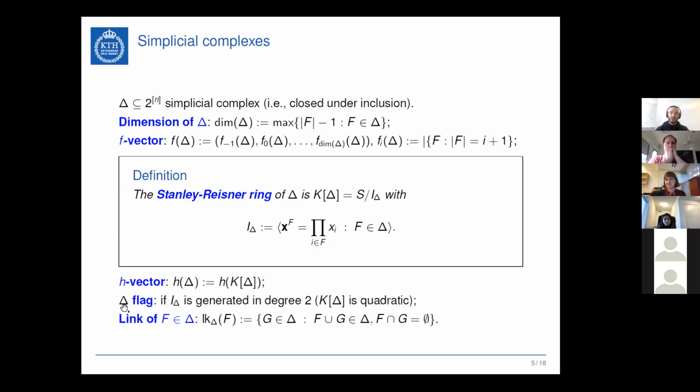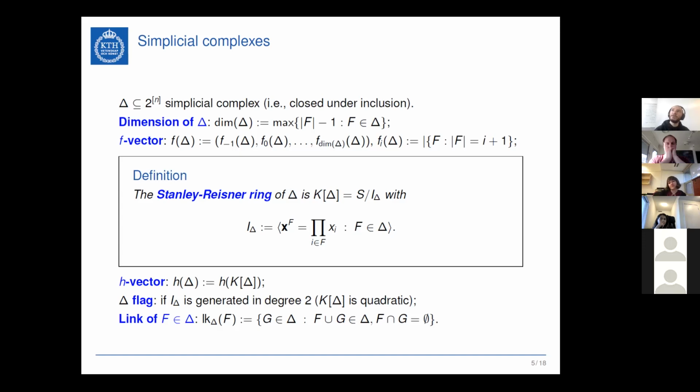A class of simplicial complexes that will be important today is flag simplicial complexes. The best way to define them, since I just told you what the Stanley-Reisner ring is, is that delta is flag if the ideal I of delta is generated in degree 2. So in other words, every time I find a subset of the vertices that is not a face, the reason why it is not a face is that there is a pair of vertices in this subset that is not connected by an edge. So minimal non-faces have cardinality 2.